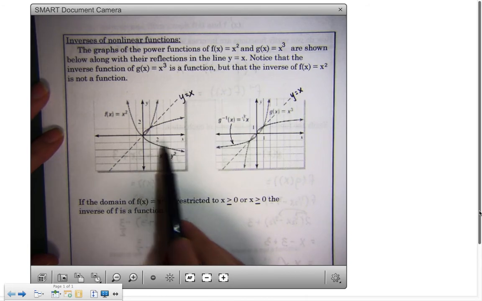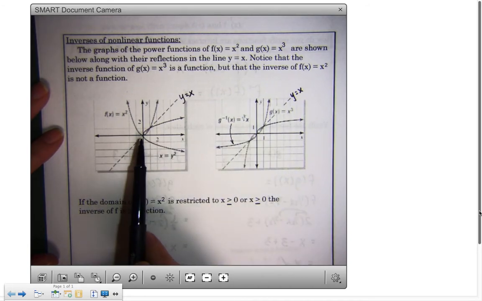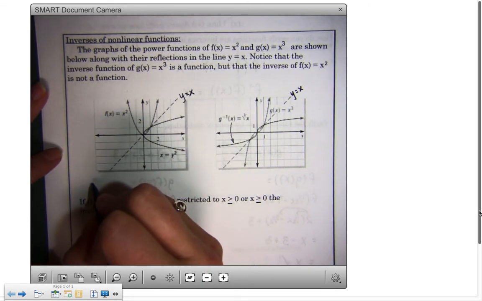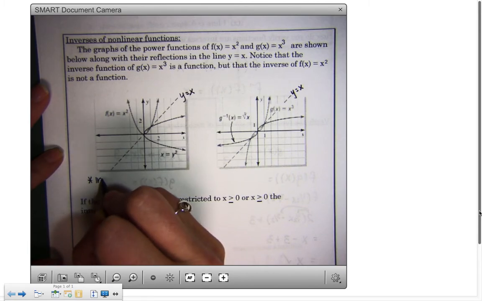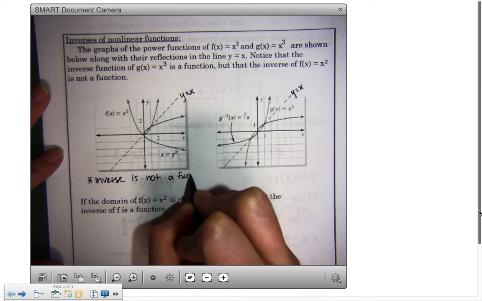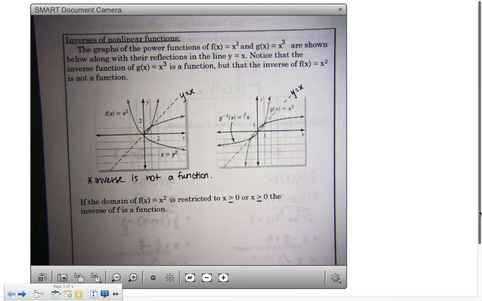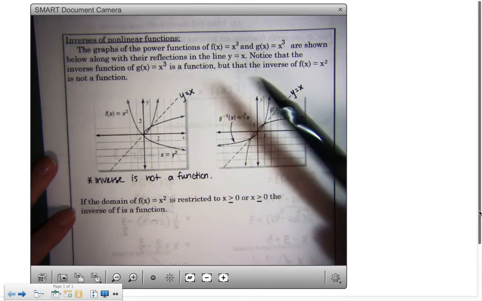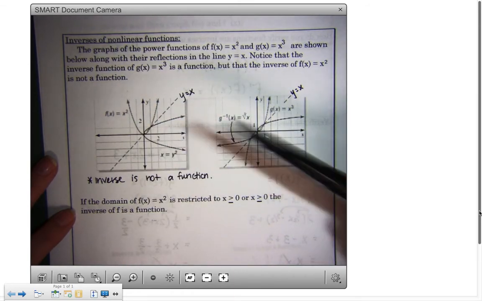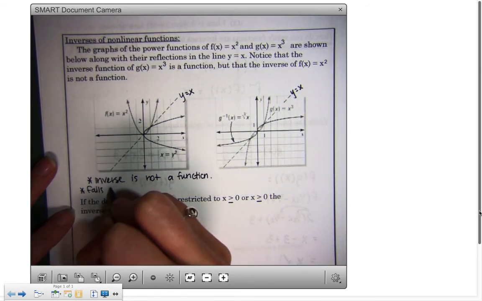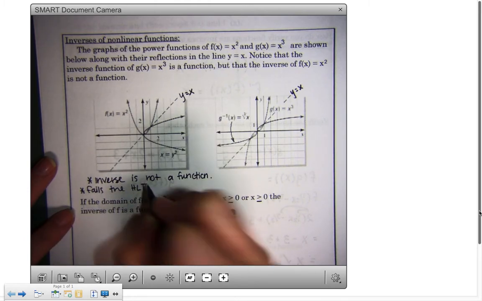If you compare both of the inverses, the inverse of the quadratic is not a function. We know this because it fails the horizontal line test. Remember, for something to be classified as a function, it has to have one output for every input. And if you do the horizontal line test, your horizontal line will touch your graph in more than one spot, multiple times. So we say that it fails the horizontal line test.